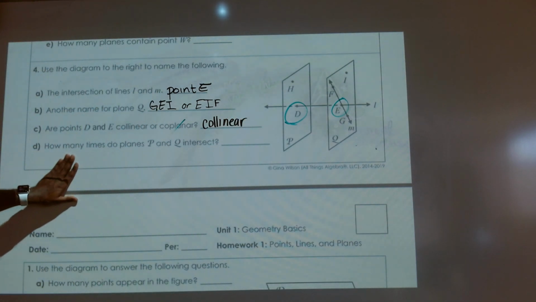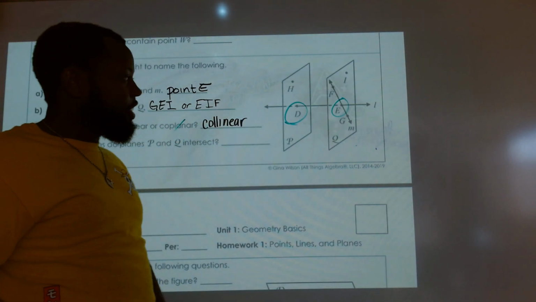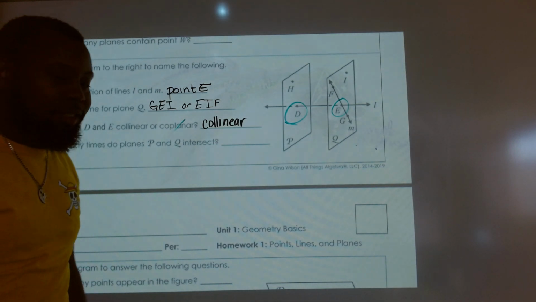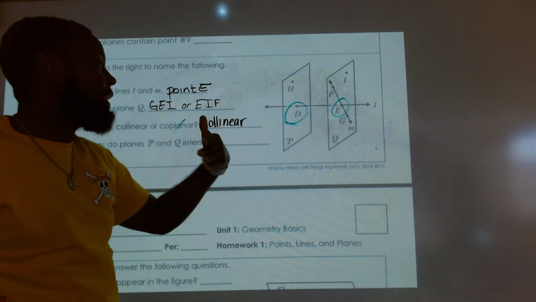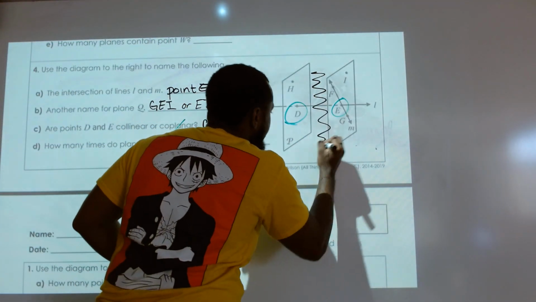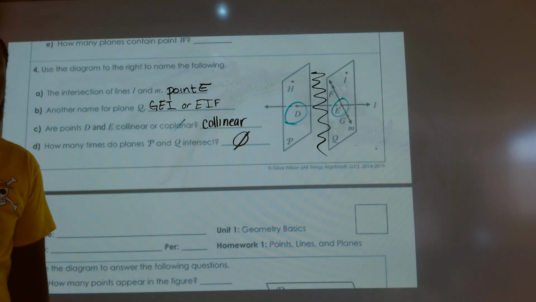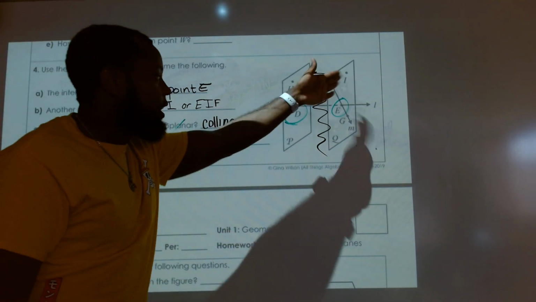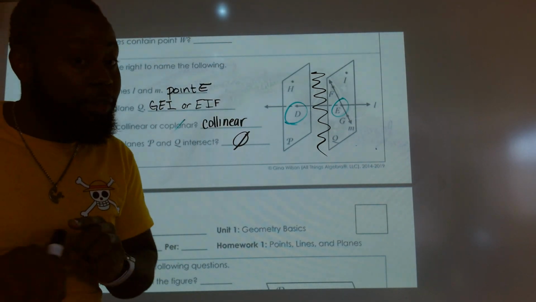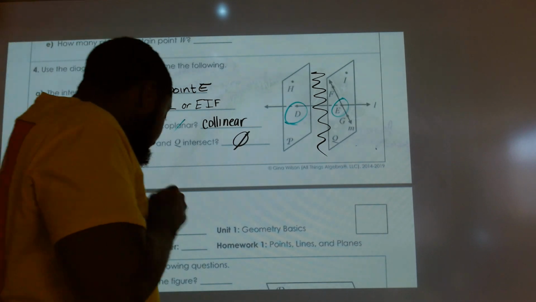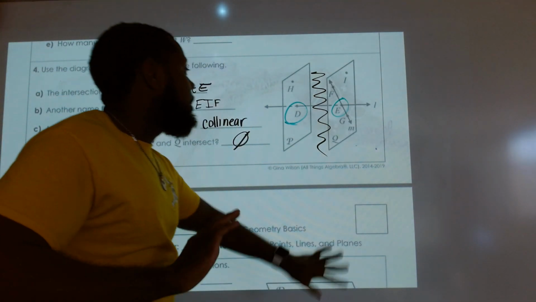Now, it says how many times do plane P and Q intersect? That may be a trick question. Do you see them touching? They are not touching. There's a space between them. So since there's a space between them, that means they never intersected. That's why your answer is 0. They never touch. If they never touch, they never intersected. Right? So that's like you never met with your friend. You never talked to her. Okay? So, that's how that is done.